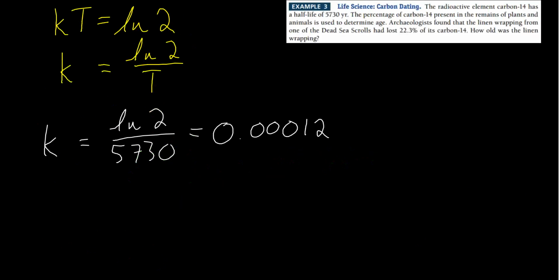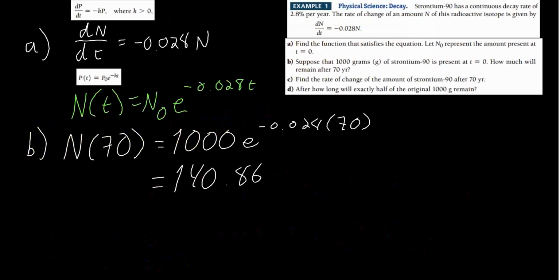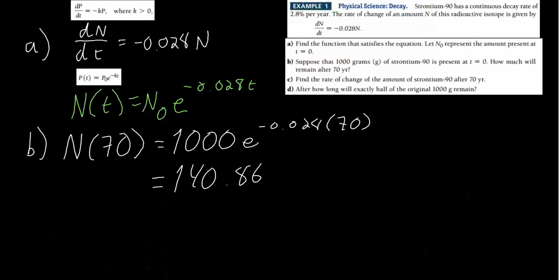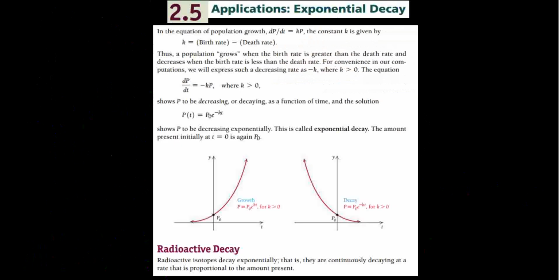It wanted to know how old the linen wrapping was, so we're going to be solving for T. If we're solving for T, then we have the N and the N naught, so that makes two unknowns that we don't know. So we're going to do something pretty clever here.